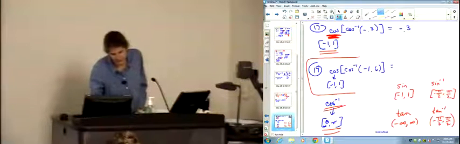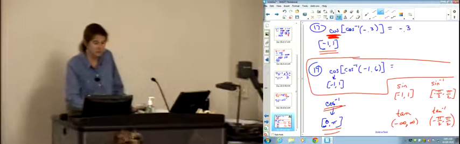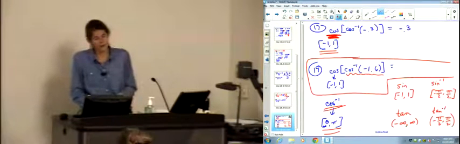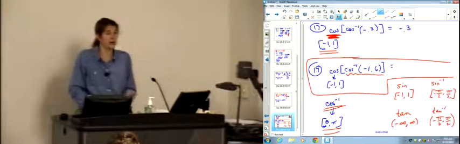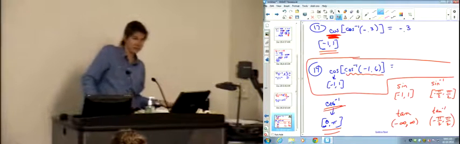Number 19 says basically this: we start with the innermost part and ask what angle has a cosine of -1.6? We want to know then the cosine of that angle that has a cosine of -1.6.